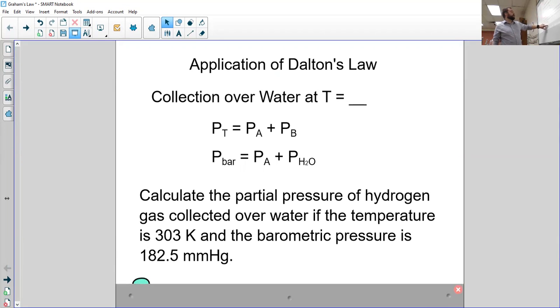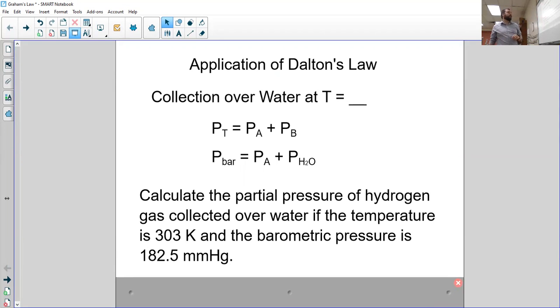So we'll do this question together in class. Calculate the partial pressure of hydrogen gas collected over water if the temperature is 303 Kelvin and the barometric pressure is 182.5 millimeters mercury.